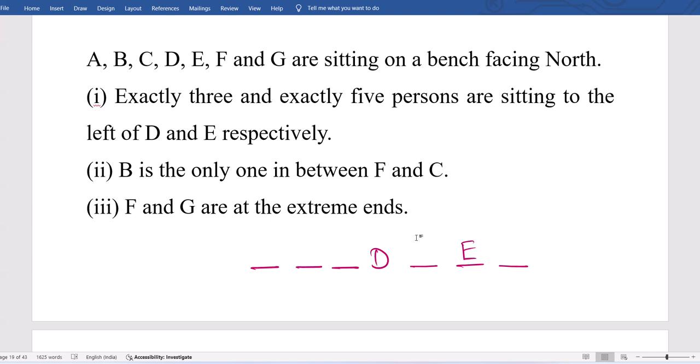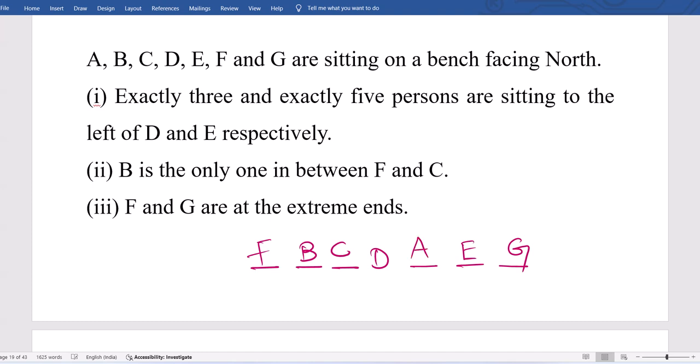D is in the middle, E is here. Okay. Then B is the only one in between F and C. So that's possible. And F is at one of the ends. It's possible here only, F, B, C. I cannot put it on the right side. E is already in there interrupting me, right? So G should be in the extreme right end and A.